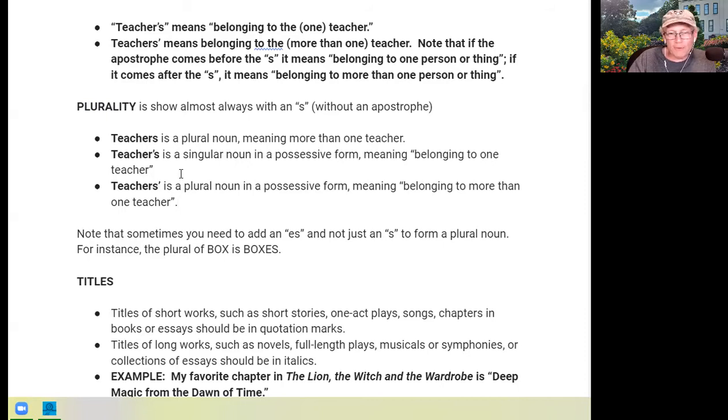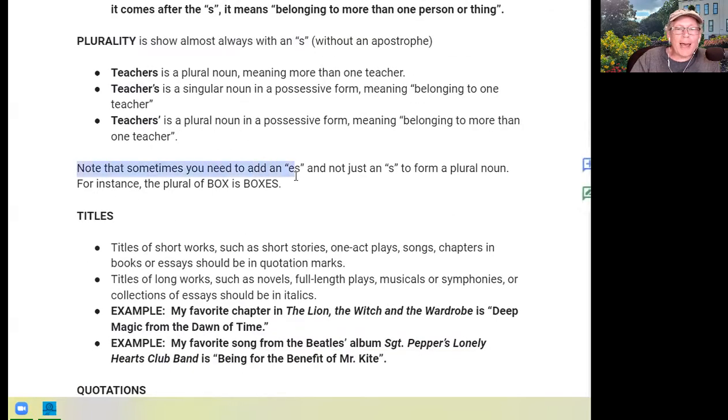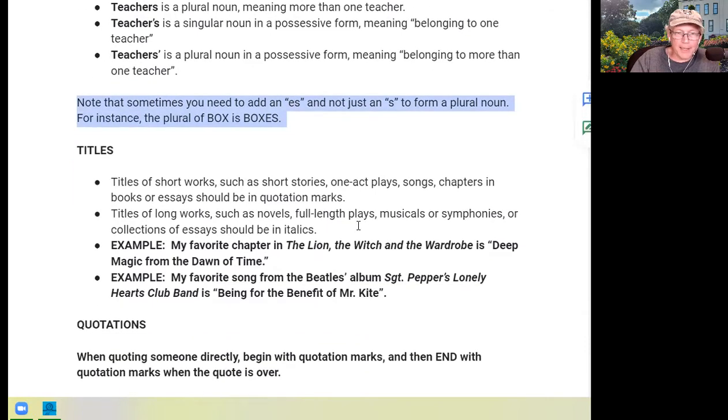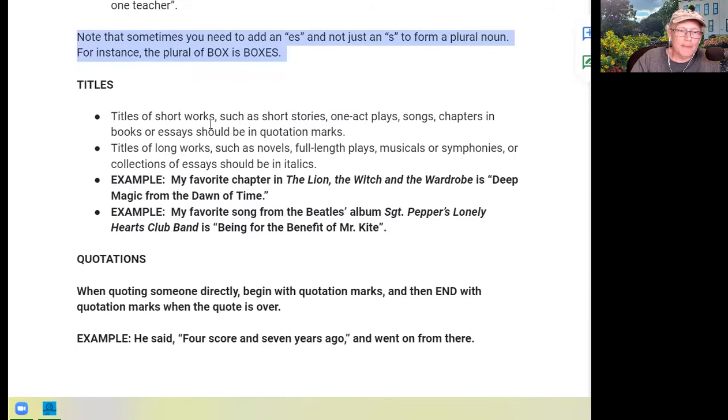You know, I try to teach at a fairly complex level, even for middle schoolers who are usually pretty smart at Homeschool Connections, but I still have students in high school and in middle school who've never learned how to show plurality and how to show possession. Note that sometimes you need to add an ES and not just an S to form a plural noun. For instance, the plural of box is boxes, ES. This is stuff you learn by reading a lot and by writing a lot.